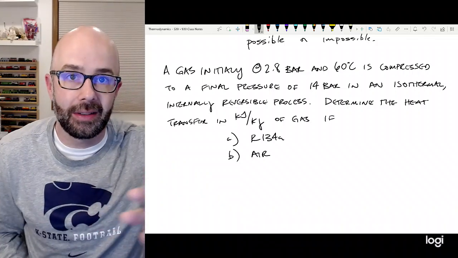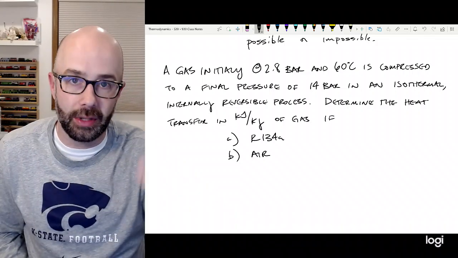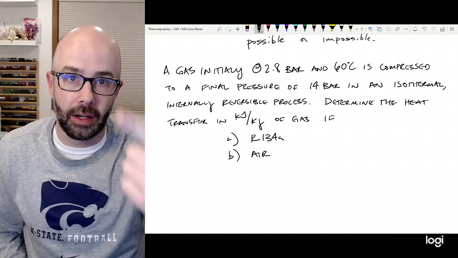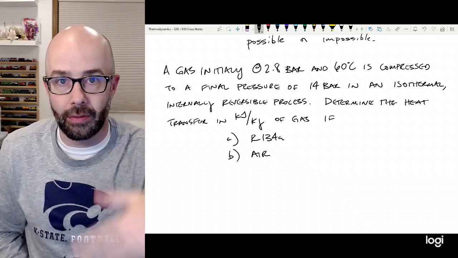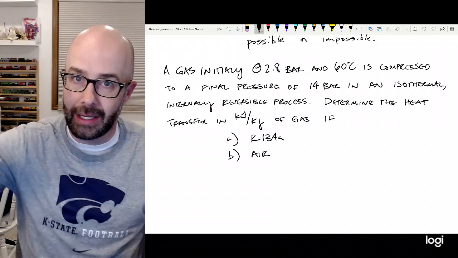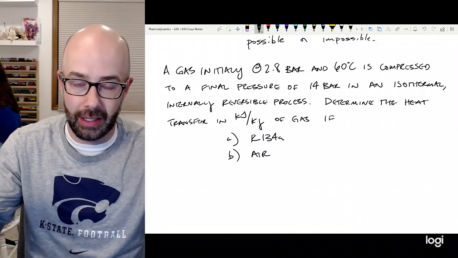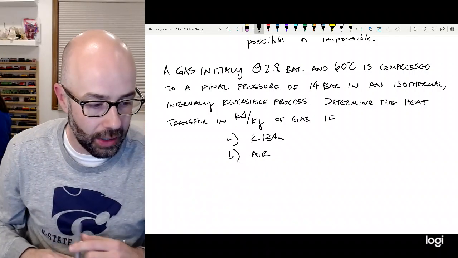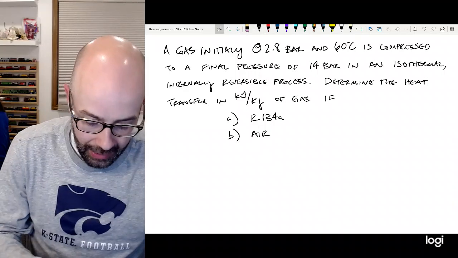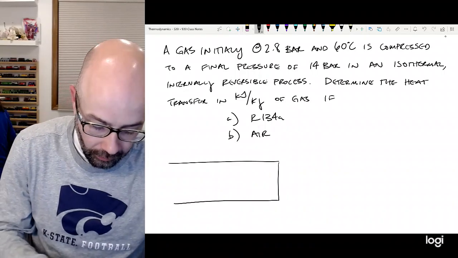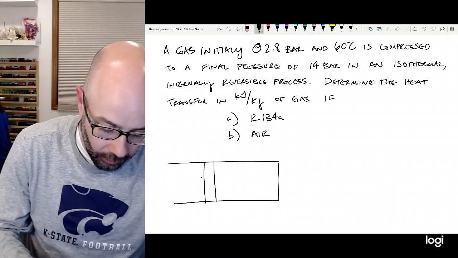R134A is going to give us a set of tables. That's going to be in those set of five: water, ammonia, propane, R134A, R22. And then air is an ideal gas. So we have two different approaches here. They both can be considered gas in this situation. And so we're going to be talking about a piston cylinder. We're compressing a gas here.